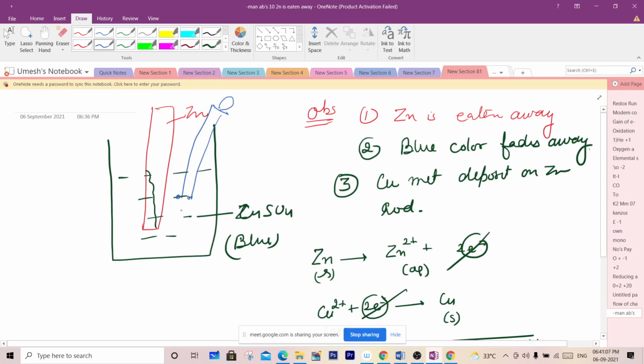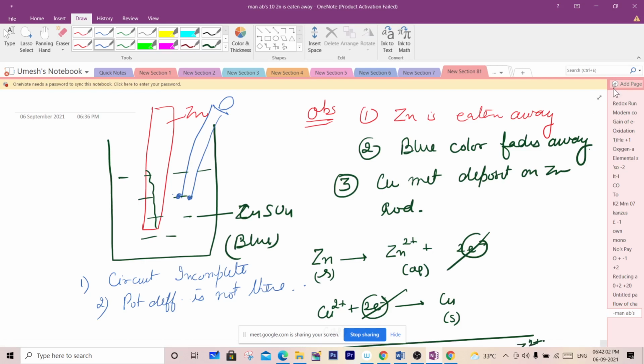Right? But the problem here is, number one, the circuit is incomplete. You can see the circuit is not complete. And number two, between the two ends of the wire there is no potential difference. Due to these two reasons, we can say the current will not flow. It means our theory is correct, but some practical problem is here. Let us make it correct now.